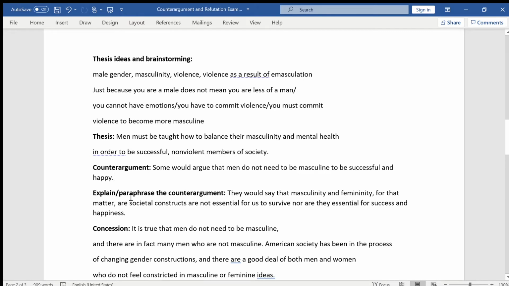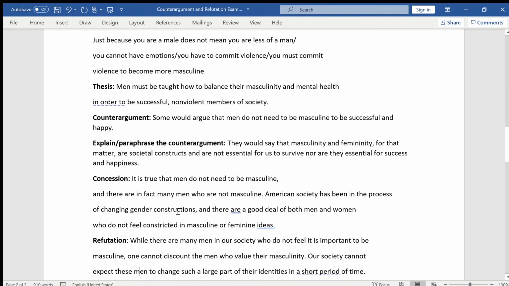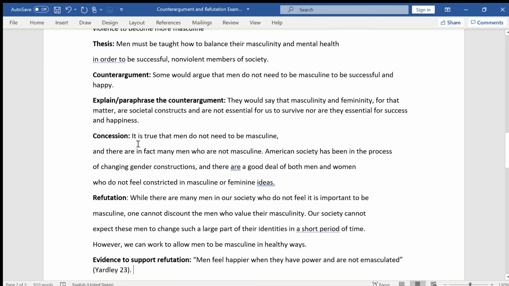For my explanation, I said they would say that masculinity and femininity, for that matter, are societal constructs and are not essential for us to survive, nor are they essential for success and happiness. So just giving a little bit more information on that. My concession was, it is true that men do not need to be masculine, and there are, in fact, many men who are not masculine. American society has been in the process of changing gender constructions, and there are a good deal of both men and women who do not feel constricted in masculine or feminine ideals.